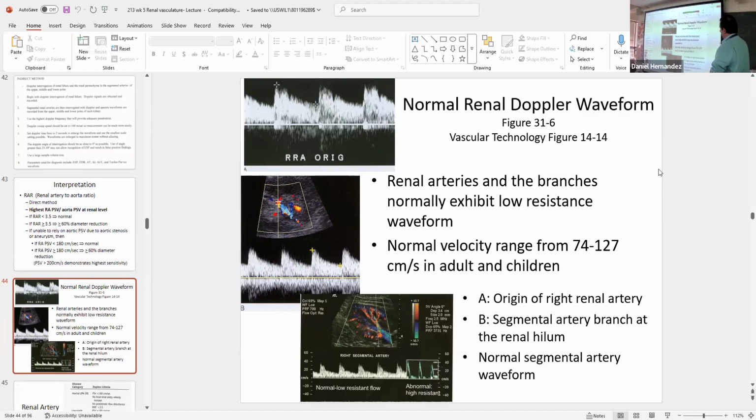So our normal Doppler waveforms should be nice, low resistance waveforms. They show a nice diastolic flow pattern, so fast upstroke, nice diastolic flow pattern. Typical ranges are around 100, then it depends on the age of the patient. The origins are a little more turbulent, so there's more spectral broadening and filling in because it is the origin, so we don't have that nice laminar flow at that point. And then it becomes more laminar as you work your way closer towards the kidney.